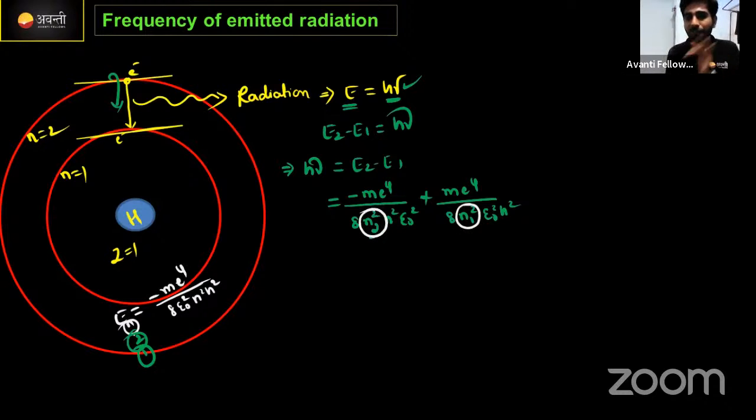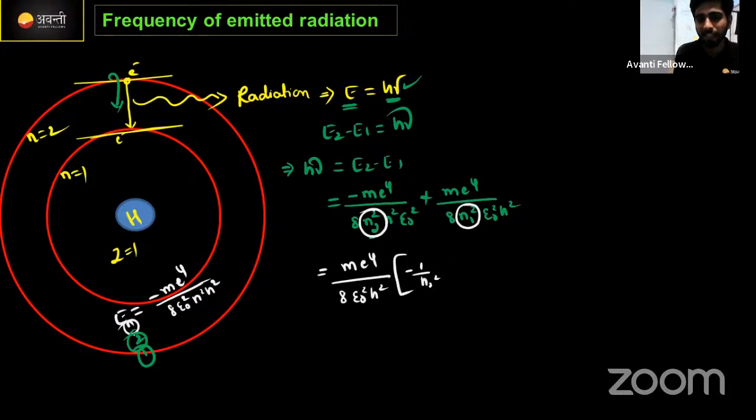Apart from these two terms, remaining everything is constant. That's why I will take everything, m e to the power of 4 divided by 8 epsilon naught square h square, as a constant. If you take that, the remaining thing here is minus 1 by n2 square, and in this term plus 1 by n1 square. Correct?